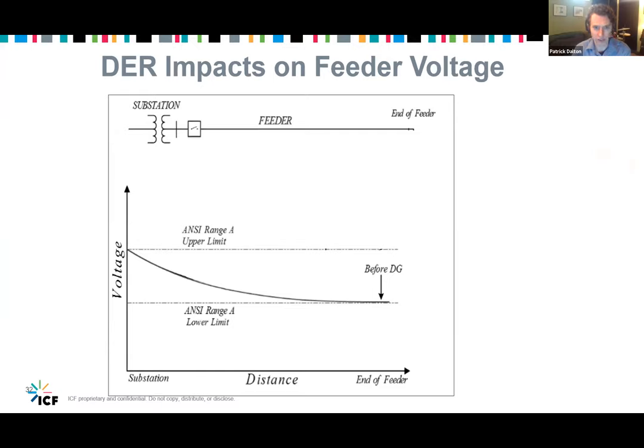Typically a distribution feeder that doesn't have any DER on it will exhibit this type of declining voltage profile that we're seeing on the bottom of the screen. Near the substation, voltage is near the upper range allowed. And then due to current flow across impedance, near the tail end of the line, if there is no DG, you might be getting down to the lower range. This is fundamental to power engineering and Ohm's law, that this is a feeder voltage profile that you might expect.